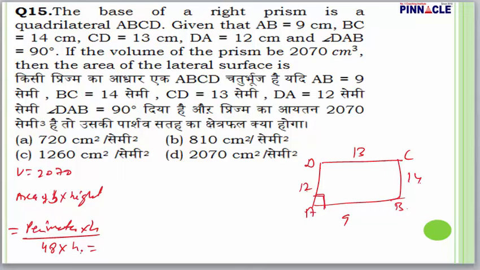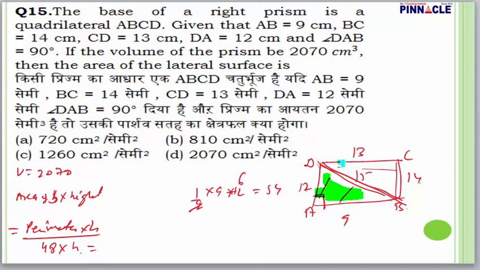So to know the value of height, we have to find the area of this. Because this is 90 degrees, it is a Pythagoras triplet 9, 12, 15. From this you can find the area: 1 by 2, base 9, height 12, that is equal to 54. So the area of this portion is 54.